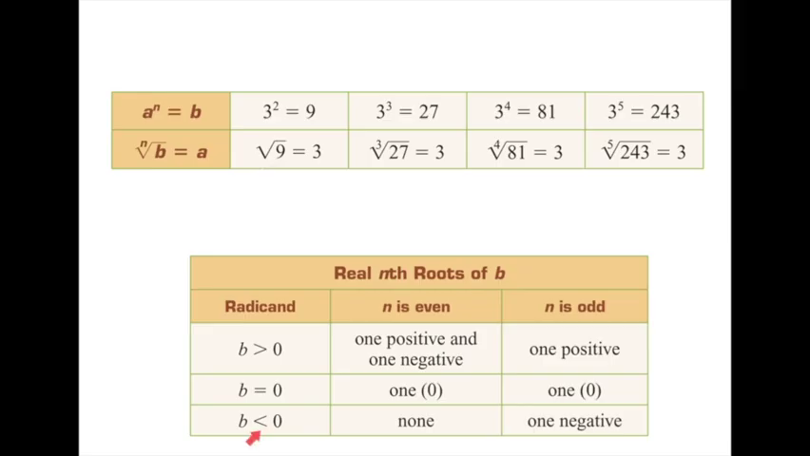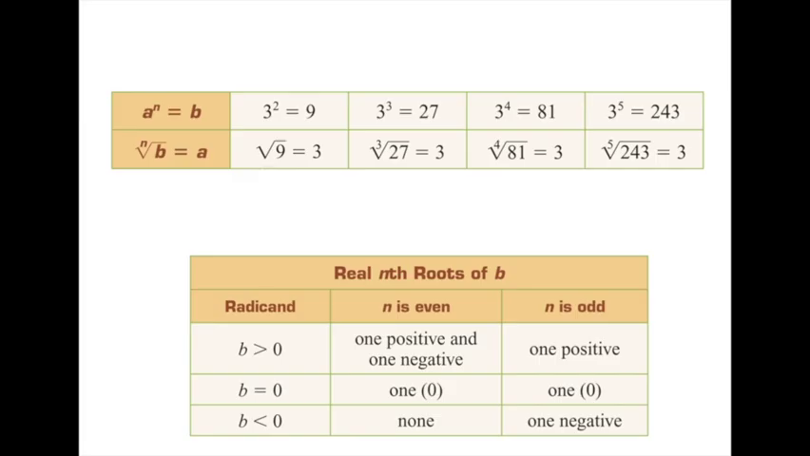If b is negative and you have an even root, like a square root or 4th root, the answer is undefined. For real numbers, you will not have an answer. It would have to be imaginary. We have no real roots. If b is negative and the index is odd, then you're going to have one negative root. Had this been the cube root of negative 27, my answer would have been negative 3. These are just some of the rules of finding roots.